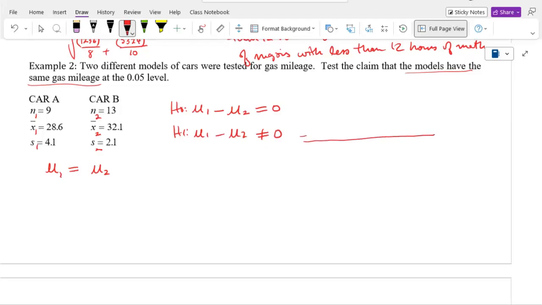Because I'm testing a difference of 2 means, I know that it is going to look like a normal distribution, but this one is a t. Why? Because my n's are both smaller than 30. I'm going to go ahead and find my degrees of freedom. Take the smaller n and subtract 1. So we're going to be working with 8 degrees of freedom. According to our alternative hypothesis, it is a two-tailed test.